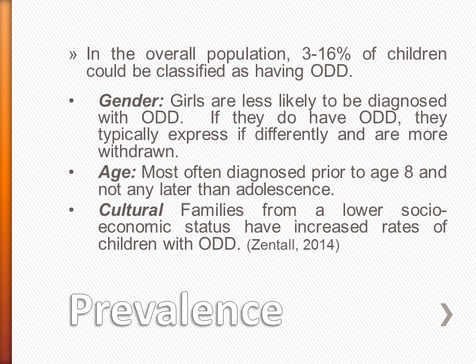In the overall population, the prevalence of ODD is in 3 to 16% of children that can be classified as having ODD. Girls are less likely to be diagnosed with ODD than boys, and if they do have ODD, then girls typically express it differently and are more withdrawn. Prior to age 8 is most often when we see ODD diagnosed, and no later than adolescence. Culturally, we see families from lower socioeconomic statuses having an increased rate of children with oppositional defiant disorder.